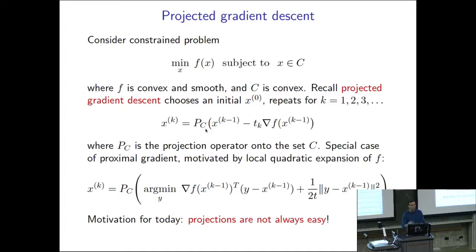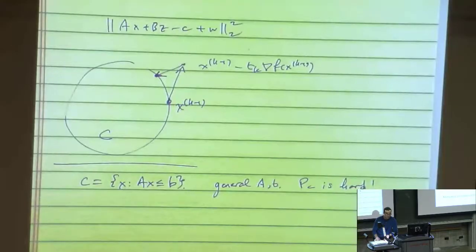So for example, if your constraint set is a polyhedron, okay, if C is the set of, let's say, x such that Ax less than or equal to b, then in general this is very hard. So it's hard to project onto a constraint set of this form. That's pretty much a QP at that point, solving a QP. For a general A, b, this is hard. But for some polyhedra, the projection is very easy.